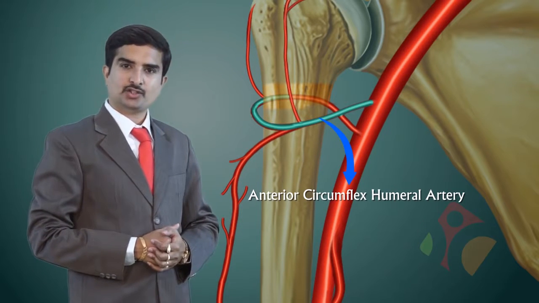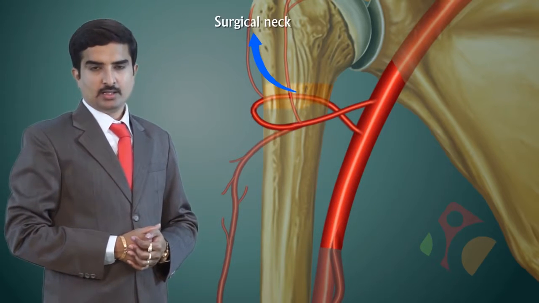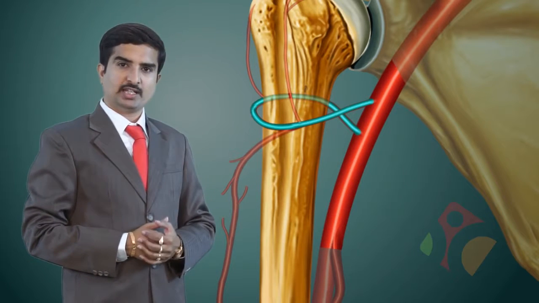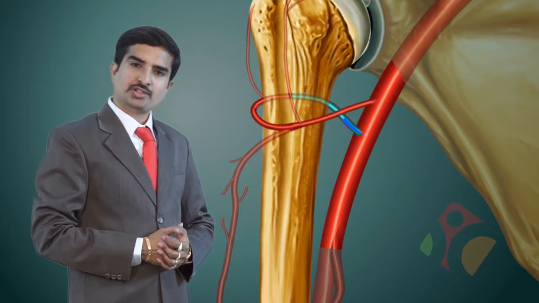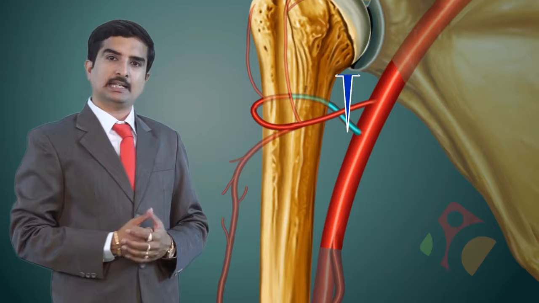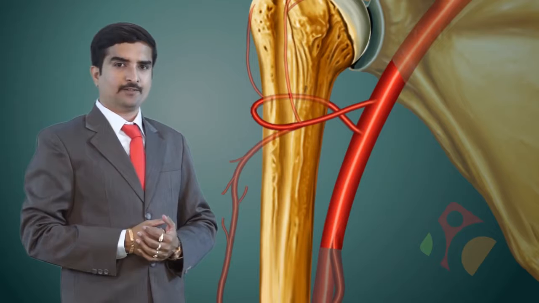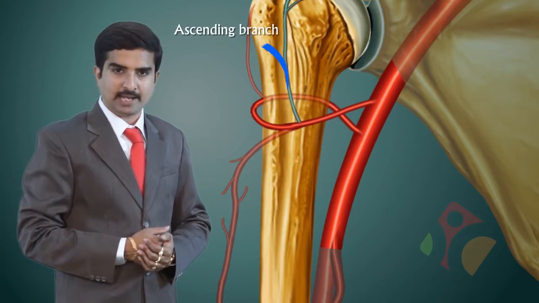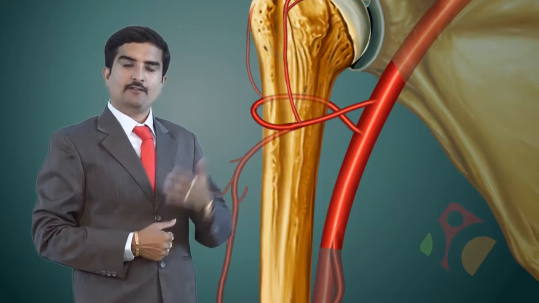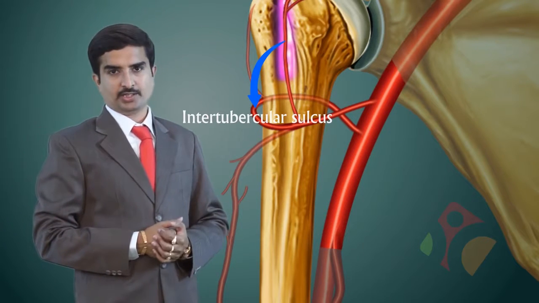The second branch is the anterior circumflex humeral artery. This artery winds around the anterior aspect of the surgical neck. After winding round the anterior aspect of the surgical neck, it runs posteriorly where it anastomoses with the posterior circumflex humeral artery finally to form the arterial circle around the surgical neck. So here anteriorly, the anterior circumflex humeral artery gives off an ascending branch, which runs along the intertubercular sulcus. Finally it supplies the shoulder joint.